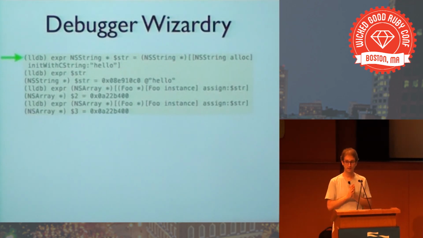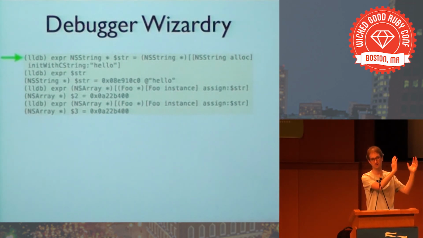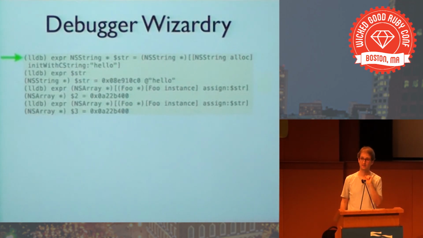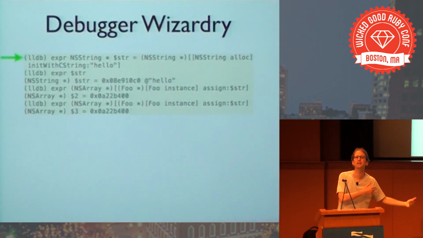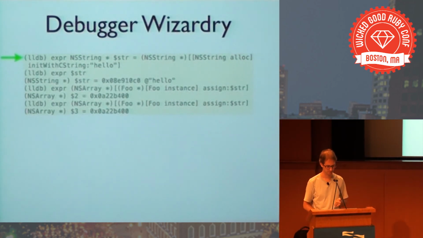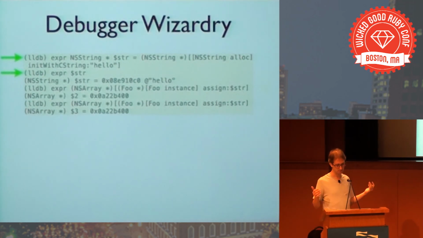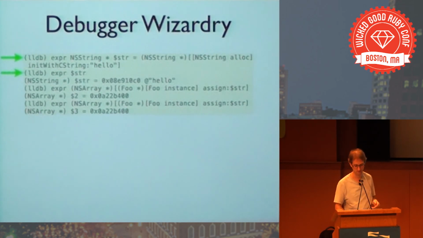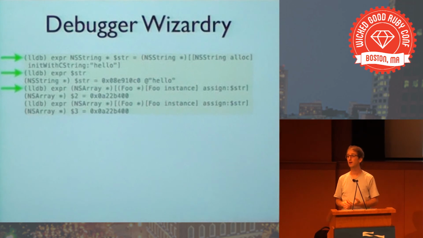OK. And we're doing this by calling NSString alloc init with CString, passing in the hello CString. And by the way, that method returns an NSString pointer. Right? This is all the sort of hand-holding that you have to do for LLDB to make it work. But then we've got the string. Right? So if we inspect it with expression, it tells us the object ID, and it says, hello.